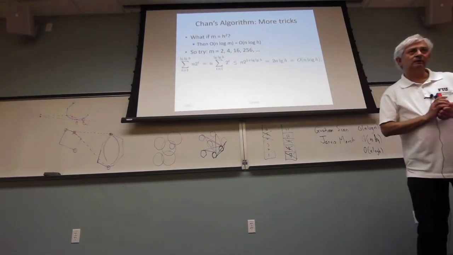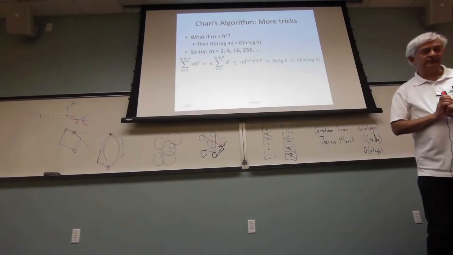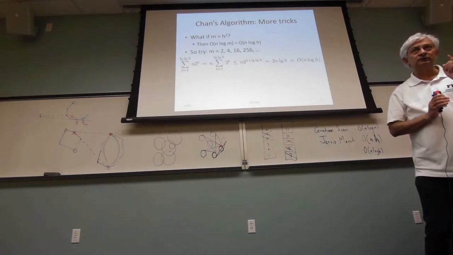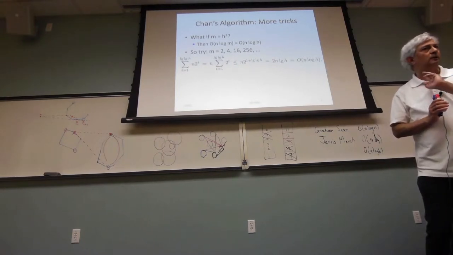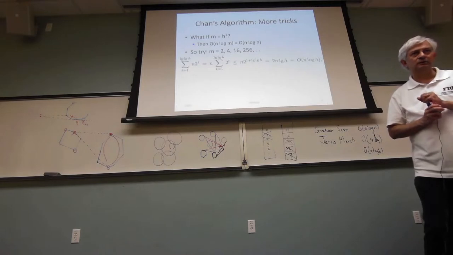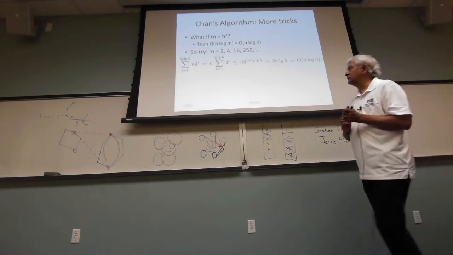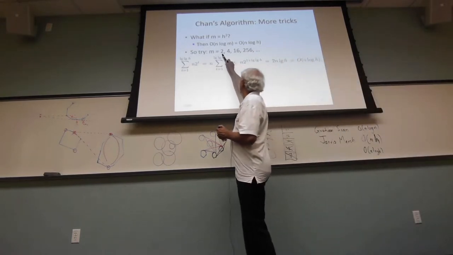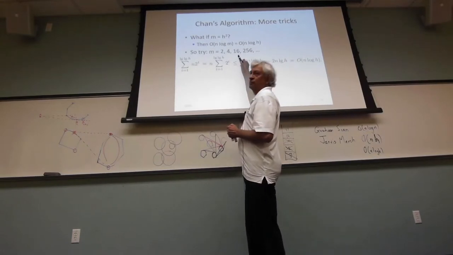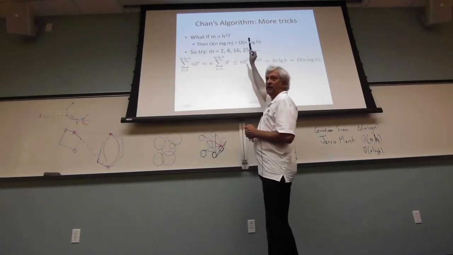Should it be 2 to the power of t? Yes, that's what. No, 2 to the t squared, not 2 to the t. I think it is. No. So this is 2 to the 1. Yeah. This is 2 to the 2. This is 2 to the 4. This is 2 to the 8.